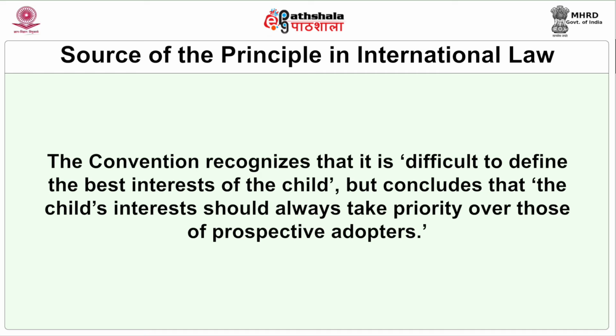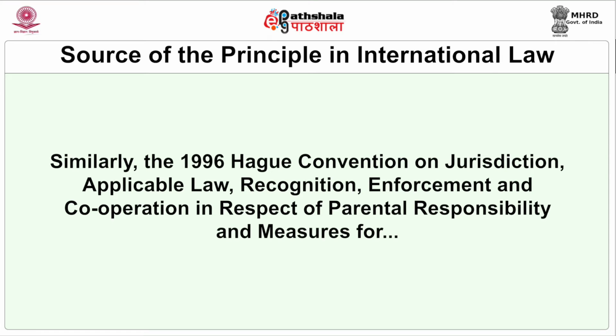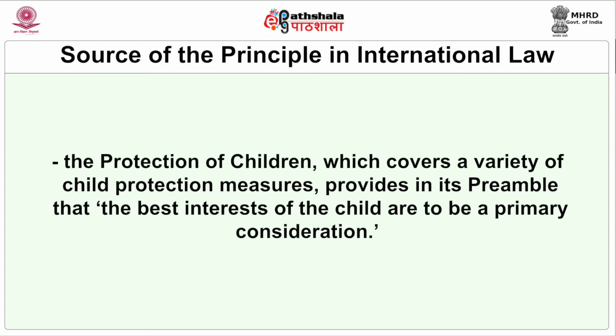The Convention recognizes that it is difficult to define the best interests of the child, but concludes that the child's interests should always take priority over those of prospective adopters. Similarly, the 1996 Hague Convention on Jurisdiction, Applicable Law, Recognition, Enforcement and Cooperation in respect of parental responsibilities and measures for the protection of children, which covers a variety of child protection measures, provides in its preamble that the best interests of the child are to be a primary consideration.